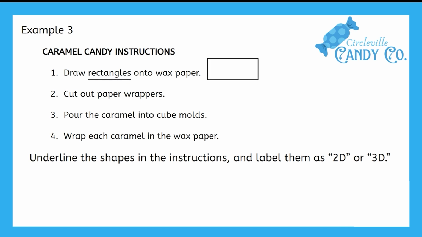The rectangles in step 1 are drawn on, so they're 2D. But the cube molds in step 3 are 3D. You can pick them up and fill them with delicious caramel.